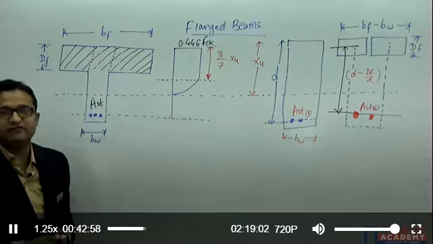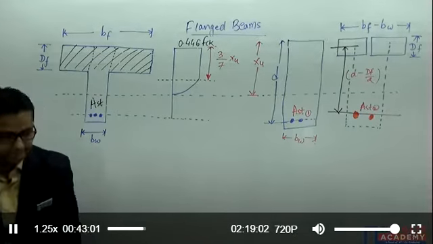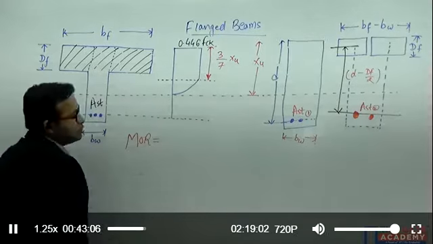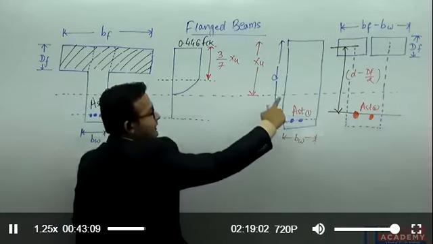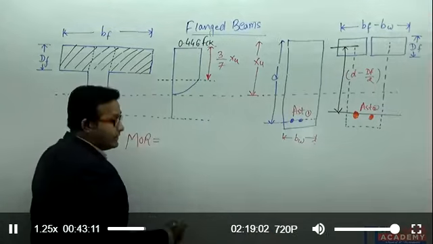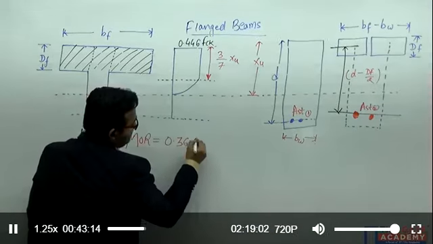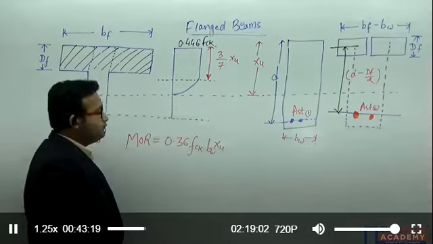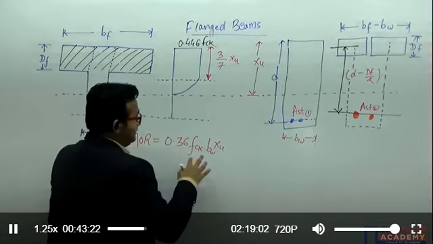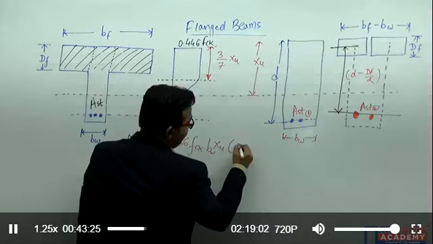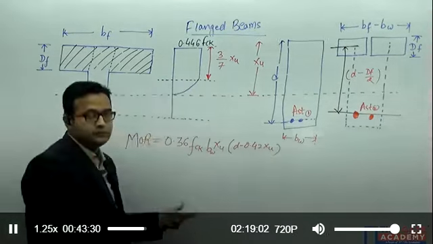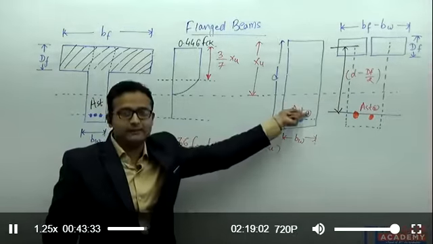If I want to write the moment of resistance, it's very simple. The moment of resistance in the compression zone is, first of all, the moment of resistance due to the web, which is 0.36 fck b into xu. This b will be bw into xu. This is the total compressive force, and the lever arm for this case is d minus 0.42 xu. This is the moment of resistance for this particular case.